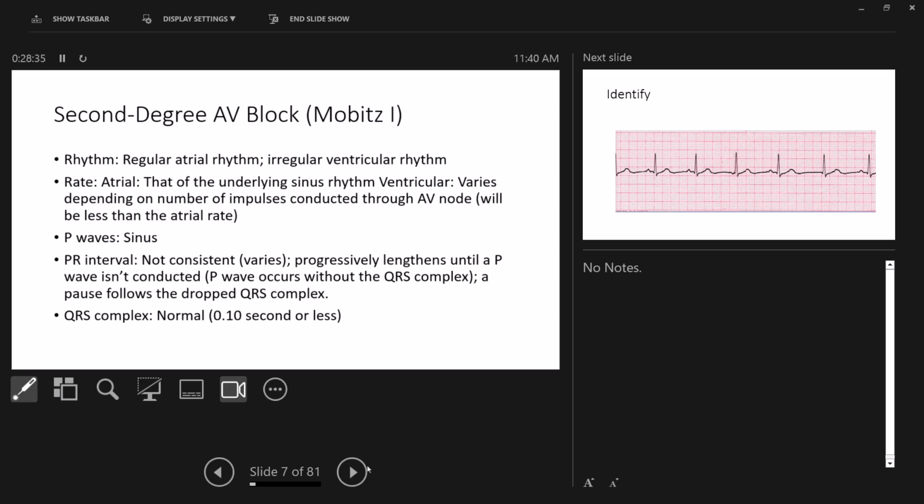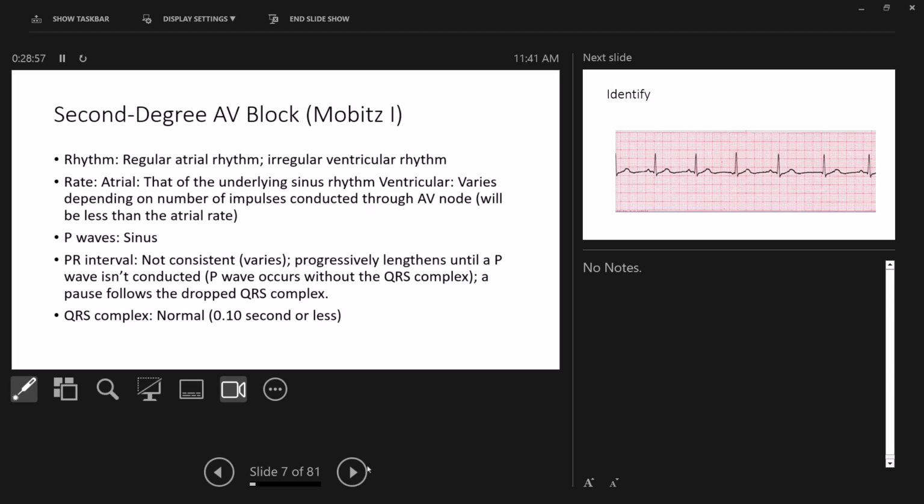Now, we get over here to second degree type 1, just like we've got the description up here. Now what we see is that PR interval starts out somewhere. It could be already elongated and gets longer, or it can start out as normal and gets longer. And then we have a P wave and no QRS. So that's an inconsistent PR interval.